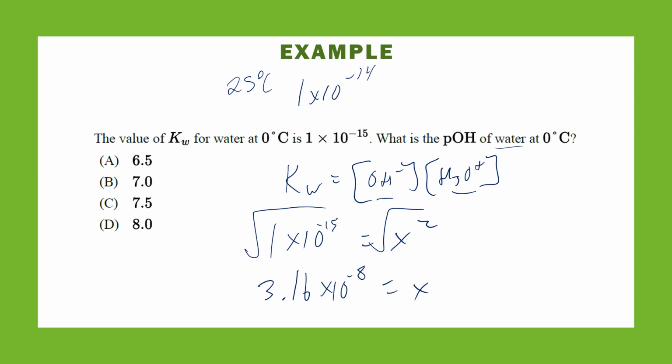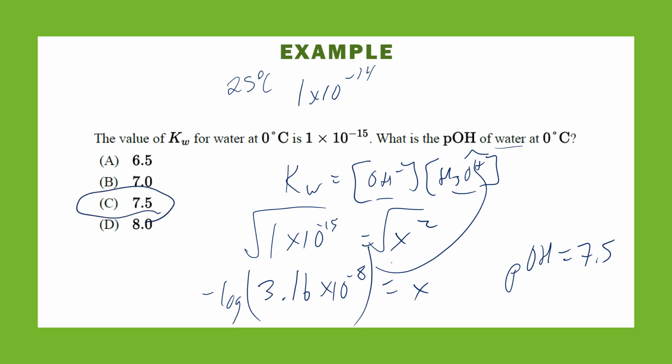And then I can take the negative log of this value to get to the pOH. So the negative log of that answer is 7.5. So my pOH is 7.5. But I will tell you about this question. That means the pH is also 7.5 because x is the same for both of these. It just means that 7.5 is neutral when the temperature is 0. So just be careful with that, okay?